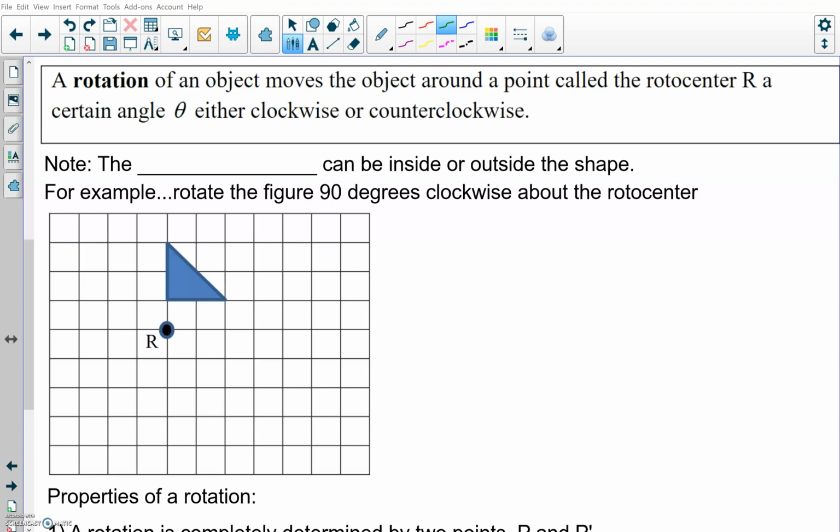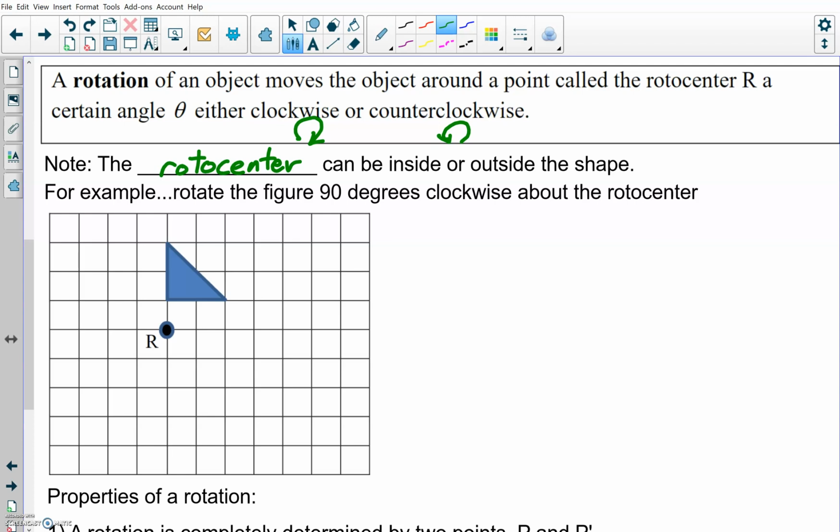A rotation of an object moves the object around a point called the rotocenter a certain angle theta, either clockwise or counterclockwise. Clockwise, you're moving this way. Counterclockwise, you're going that way. And the rotocenter can be either inside or outside the shape.